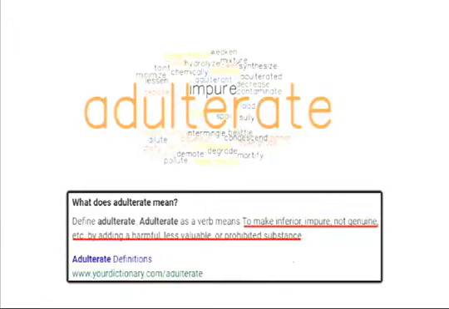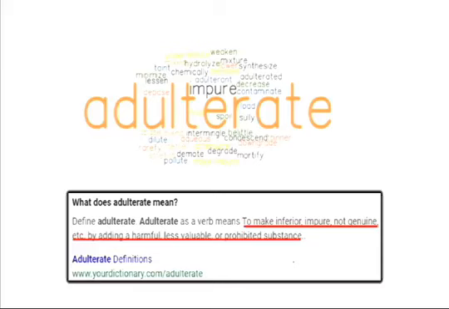Okay. That word adulterate. Adulterate means to make inferior. In other words, to bring something down, make it lower. Impure, not genuine. In other words, not the same as it was. By adding a harmful, less valuable, or prohibited substance to it. So it means mixing something in with something else, making it impure or synthetic, okay? Degrading it, polluting it. These are some of the synonyms you see around that word adulterate there. It means to weaken something, to bring it down, to defile it. That's another one of the synonyms for adulterate.